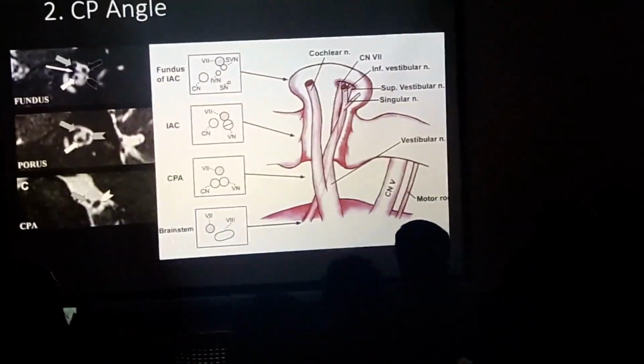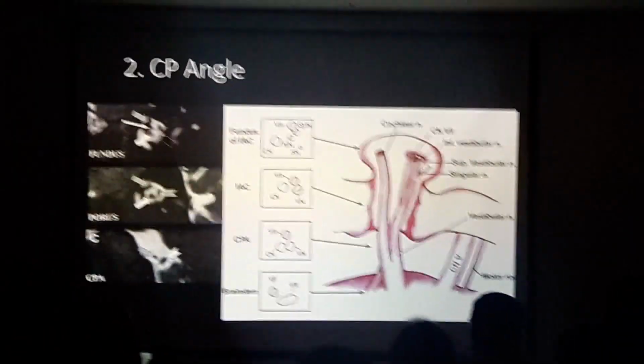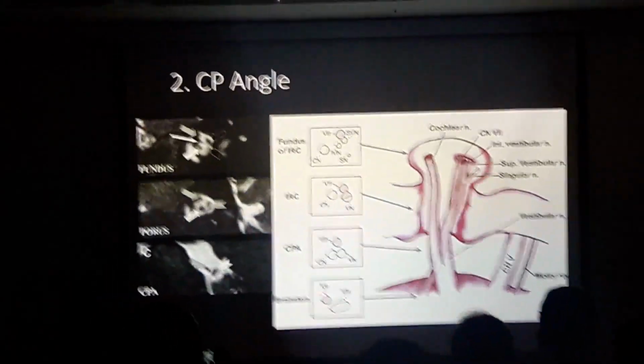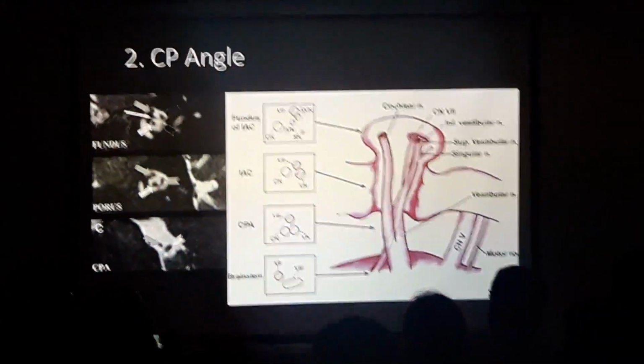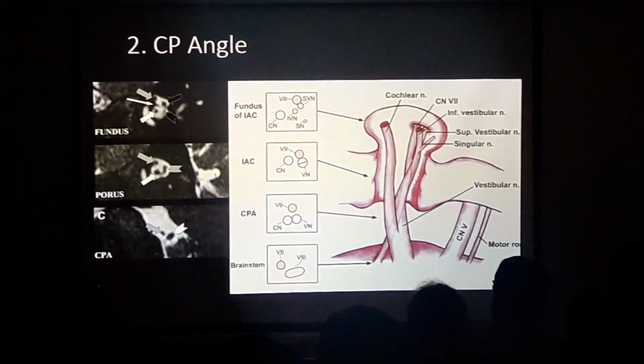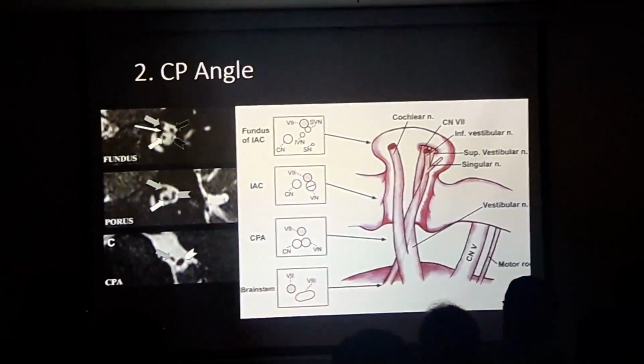What is the arrangement at the brainstem level? You should be able to identify it. As you can see here, at the brainstem level, superiorly we have the facial nerve. Inferiorly, the entire cochleovestibular nerve is a single complex. You can see that. This is how it's seen.